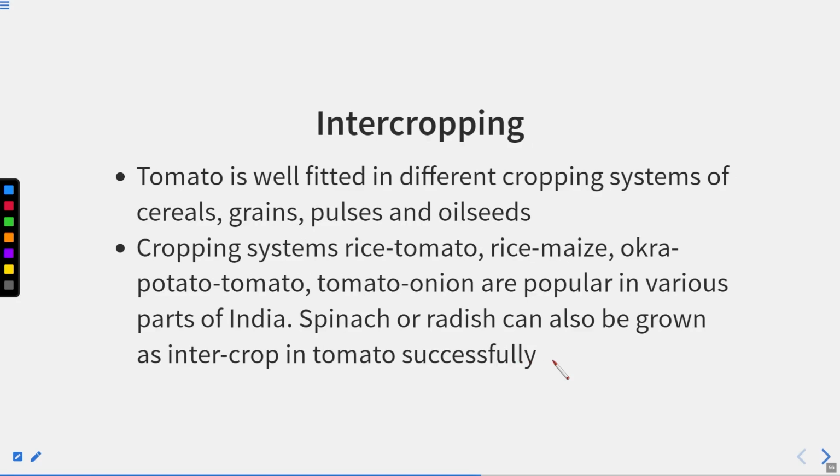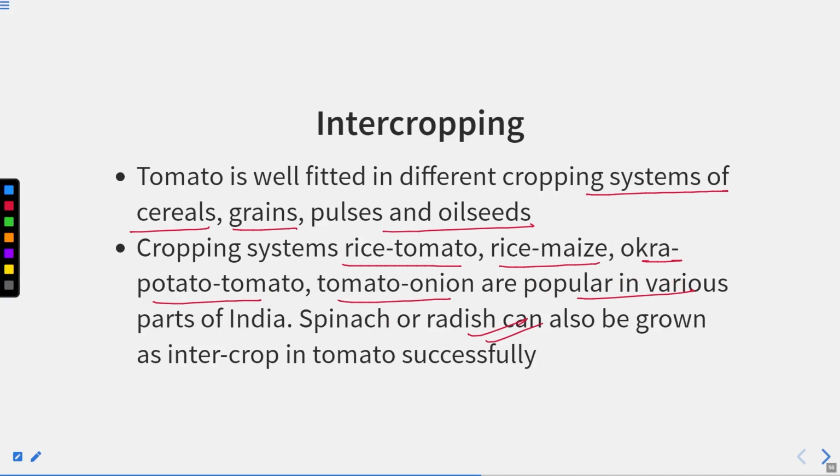Some intercropping plants are also there. Tomato is well fitted into different cropping systems of cereals, grains, pulses and oil seeds. Cropping systems like rice-tomato, rice with maize, okra-potato-tomato, and tomato with onion are popular in various parts of India. Spinach and radish can also be grown as intercrops with tomato.